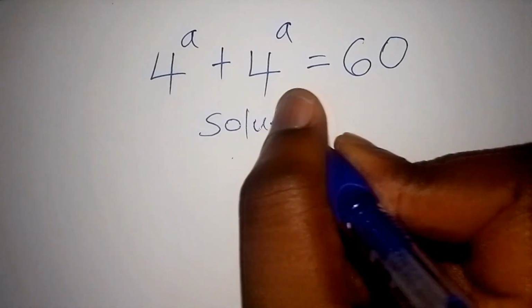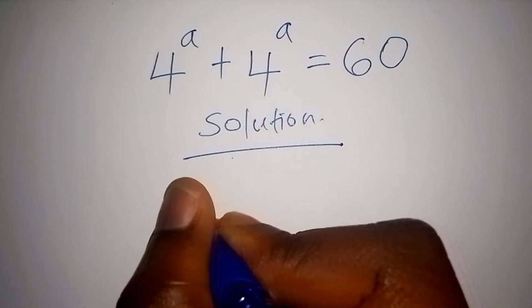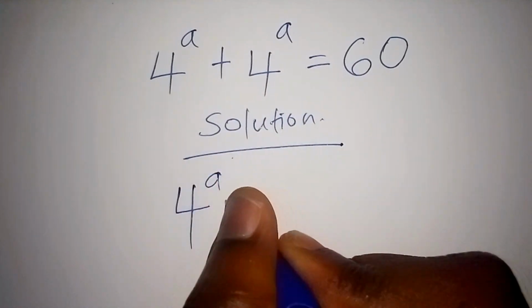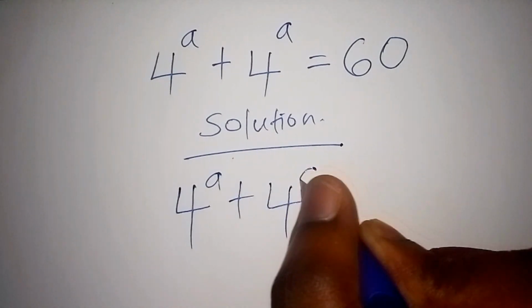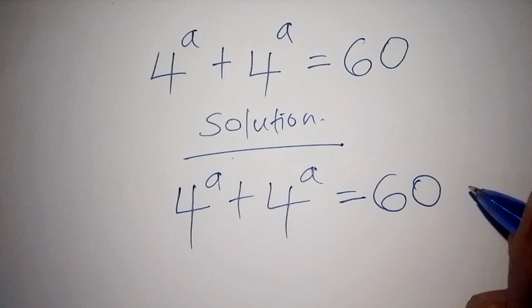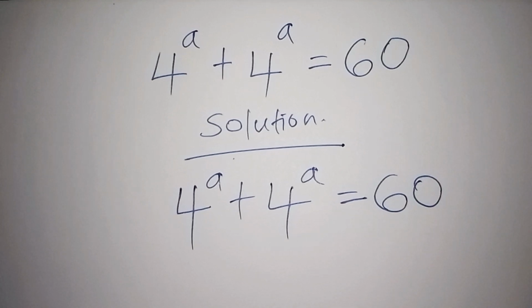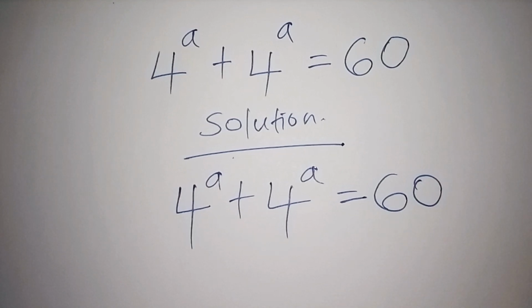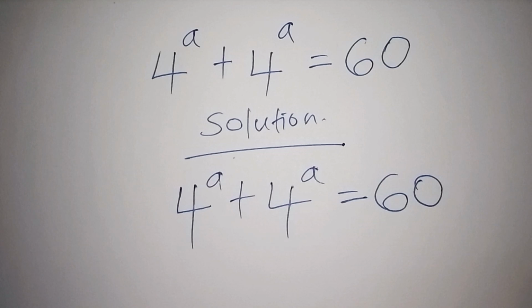On the solution, this is the maths problem that you are having. We have 4 to the power of a plus again 4 to the power of a is equals to 60. So how do you work out this maths problem? I hope you've worked it out and now you have your answers ready with you. So it is now upon us to confirm the answers that you've got.